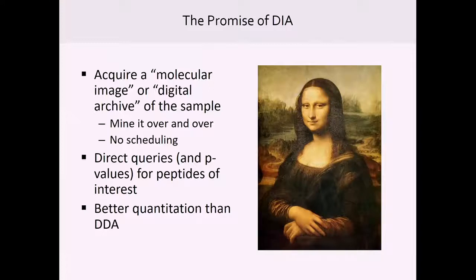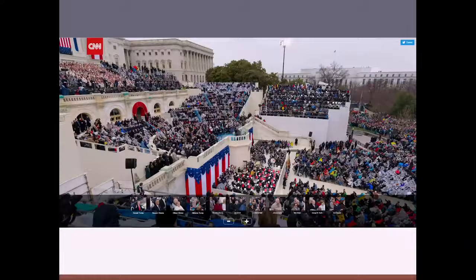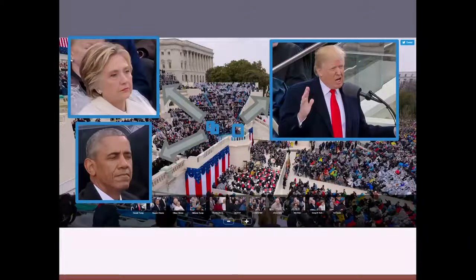So if you think about it this way, you acquire a molecular image or digital archive of the sample. In general, you'd want to collect the data with the highest resolution possible. So let's look at this a little bit, right? Here's a photograph that Google took of the inauguration. And if you look at it closely and you blow up certain portions of it, you can get these incredible blow-up images of certain individuals and how happy or unhappy they may be. And so one analogy I like to give is that we can think of DIA as the equivalent of the gigapixel image.